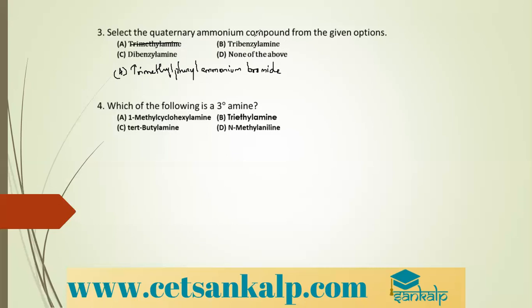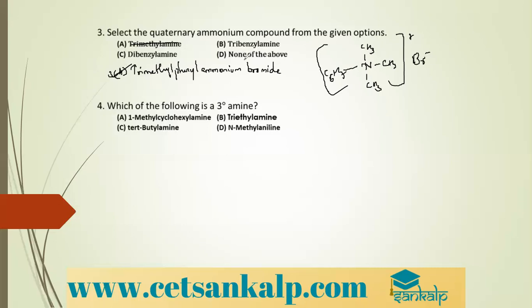So which is the correct answer? A quaternary ammonium compound is one which contains an ammonium salt. So it is trimethylphenyl ammonium bromide. I'll just show you the structure also. There is a quaternary nitrogen here. Trimethyl means there are 3 CH3 groups and 1 phenyl, that is a C6H5 group, with a plus charge, and then bromide, Br minus. So this is a quaternary ammonium salt. So option A is the correct option.